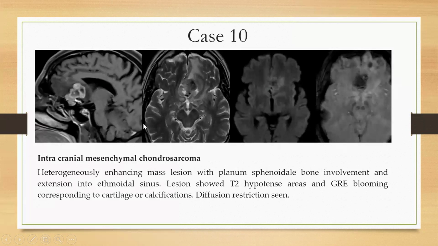This is one more case, a different case, the intracranial mesenchymal chondrosarcoma. Chondrosarcoma, this type of tumor can also occur intracranially. In this case we saw T2 hypointense signal, heterogeneous enhancement, diffusion restriction, and a dural-based lesion with skull involvement.